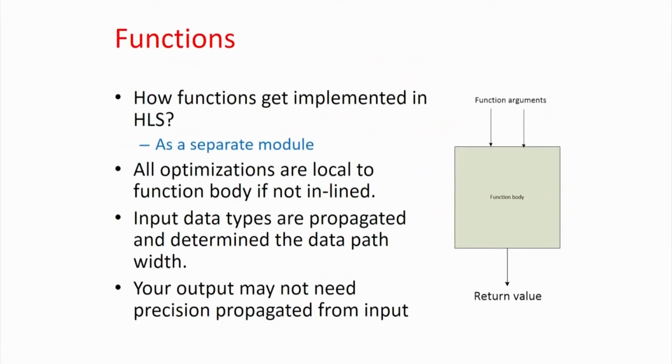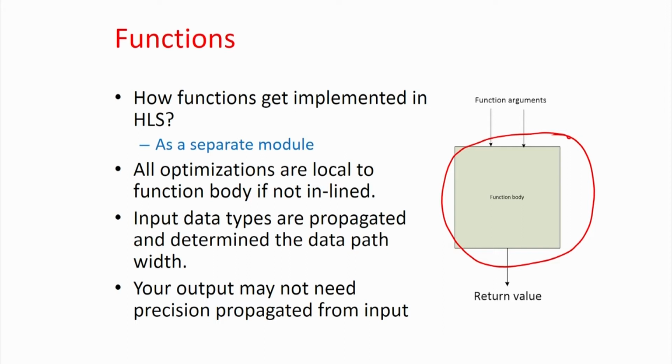The next thing we are going to discuss is functions. We write a lot of functions. When you are writing code, we try to make the code modular, so we use a lot of functions. We should understand how a function gets mapped into the hardware. When you write a function, that function body will become a module in the RTL, and whenever there is a call to that function, that particular module gets instantiated.